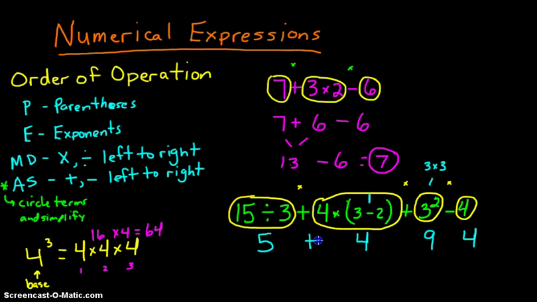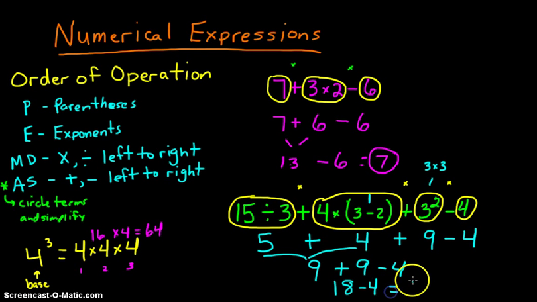Okay, so we have an addition sign and a subtraction sign. And after we simplify the terms, we should be left with our last step of order of operation, which is adding and subtracting from left to right. So 5 plus 4 is 9. 9 plus 9 minus 4. I just moved this plus 9 to here, and that minus 4. Now we go 9 plus 9 is 18. Minus 4 is 14. Circle our answer and we get an answer of 14.